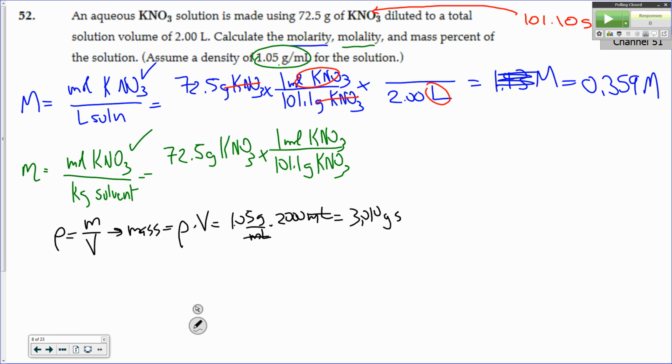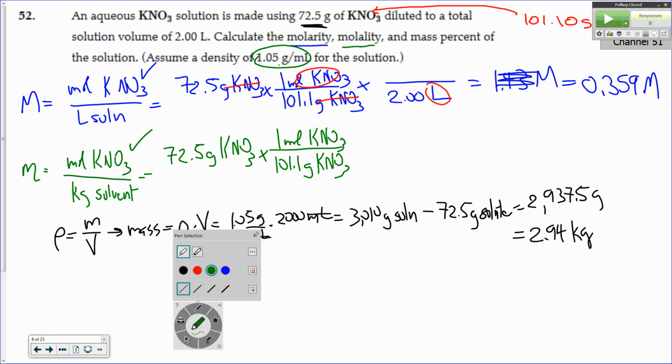3,010 grams of solution. But in that solution, this much of it is the solute. So less the 72.5 grams of solute. 3,010 minus the 72.5 gives me 2937.5 grams, and put that in kilograms, 2.94 kilograms. So going back to my moles, now I just need to take that and divide it by the kilograms of solvent.